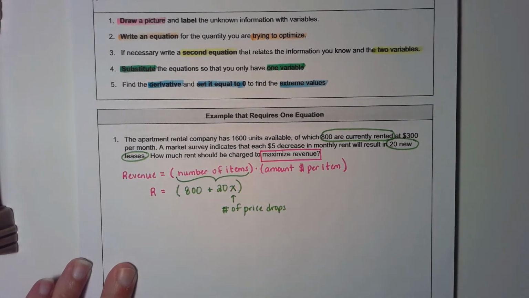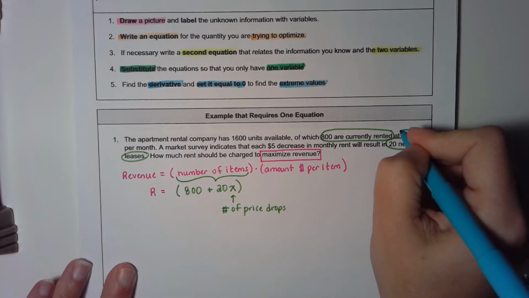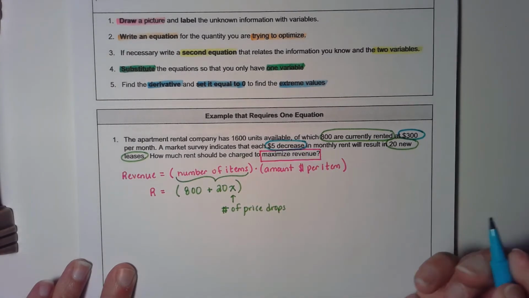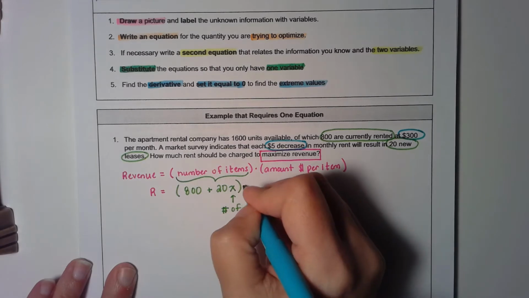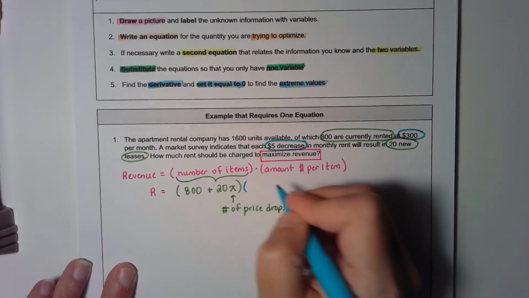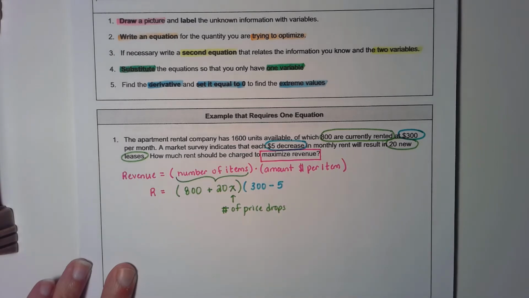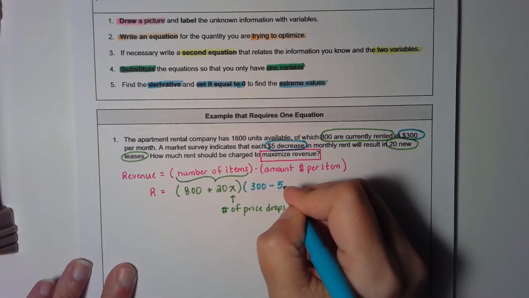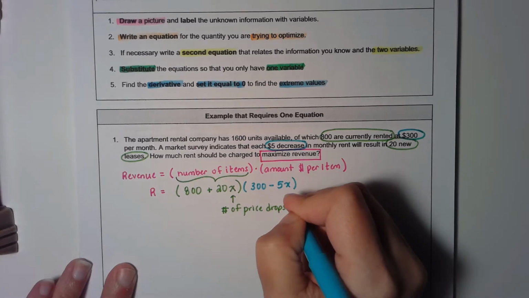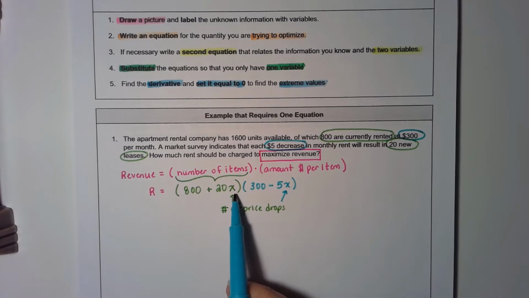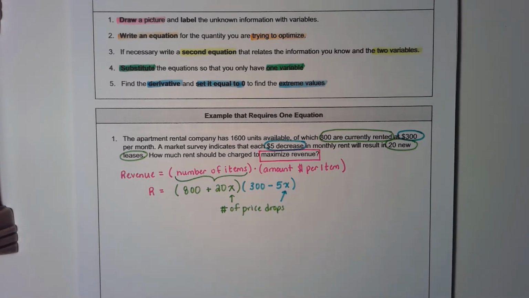Now, the amount that we're charging in this problem right now is $300. But if we decrease that by $5 each time, then the new price would be 300 minus 5x. And again, the reason it's minus is because we're decreasing the price x number of times. So this x is still going to be the number of price drops. So we're going to get 20 new customers each time, and we're going to subtract $5 each time. Now that's my revenue equation.